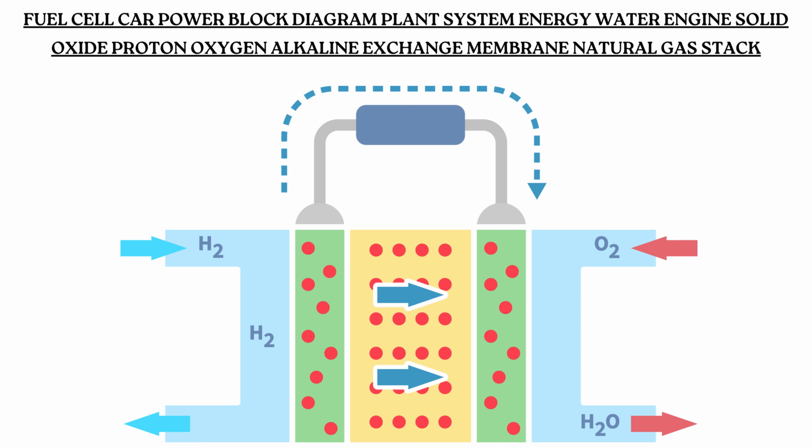The power block also incorporates an engine, often a small auxiliary power unit or APU, for starting and auxiliary functions, and a system for managing the flow of fuel, oxygen, and water, crucial for optimal stack performance and longevity. Efficient energy management within the power block is paramount for maximizing vehicle range and minimizing energy loss.